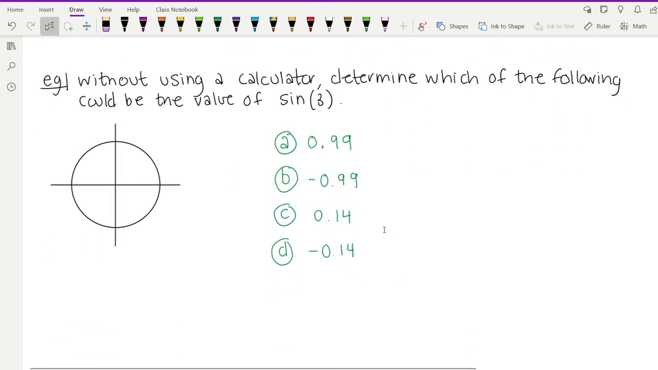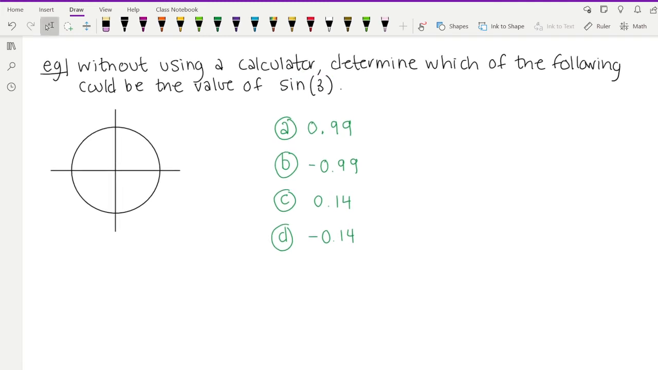Okay, so this problem is a little bit different, but it's kind of getting at the same idea. This problem is asking us, without using a calculator, and we'll get into actually using a calculator, that's kind of our next quick little topic. So we want to determine which of the following could be the value of sine of 3. As I just said, we're going to talk about using a calculator. We'll see that you can evaluate sine of 3 using a calculator, but I want to try to make sense of what sine of 3 would actually look like in terms of the unit circle.